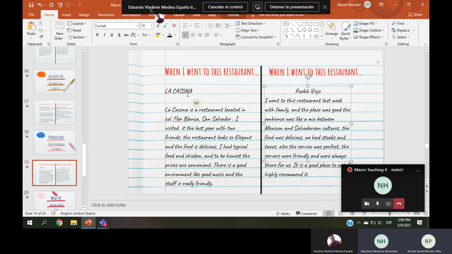Okay, I got to read. Pueblo Viejo. I went to this restaurant last week with the family, and the place was good. The ambience was like a mix between Mexican and Salvadorian culture. The food was delicious. We had steaks and tacos. Also, the service was perfect. The servers were friendly and were always there for us. It is a good place to eat. Highly recommended.